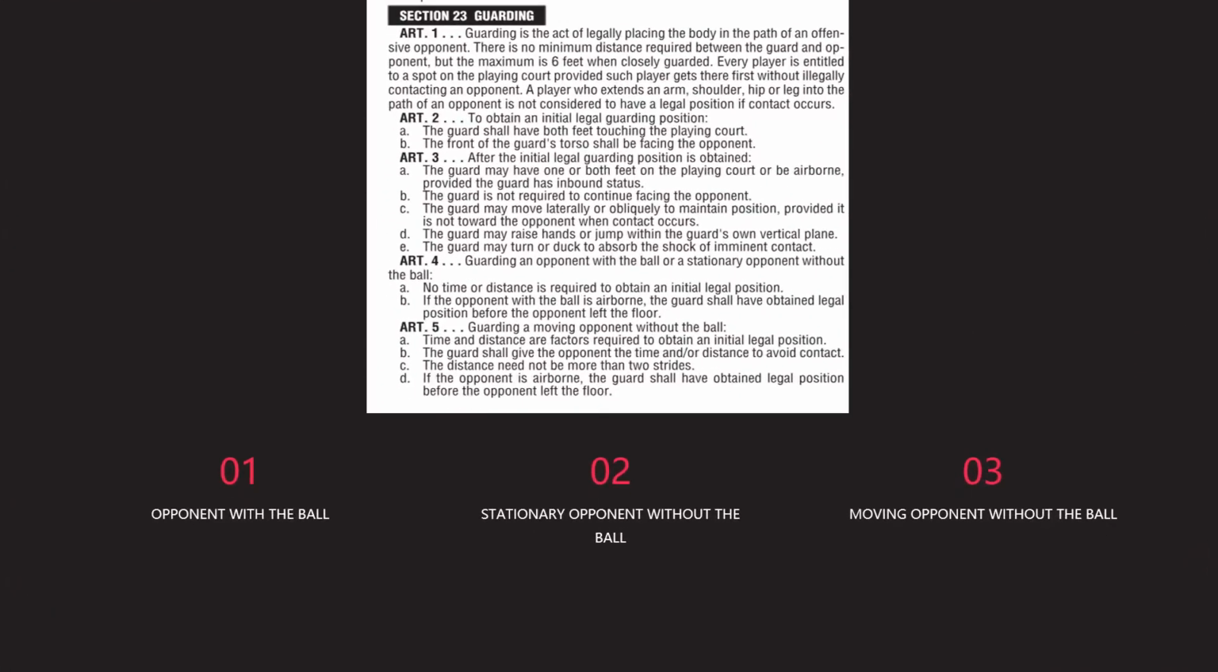Let's take note that there are three types of opponents that we can guard: an opponent with the ball, a stationary opponent without the ball, and a moving opponent without the ball. This is defined in Articles 4 and 5 of the guarding rule.